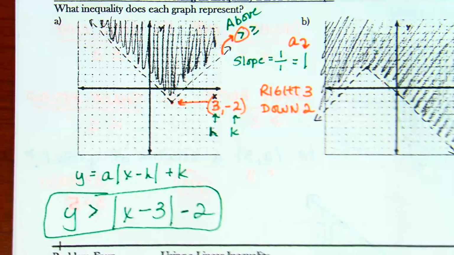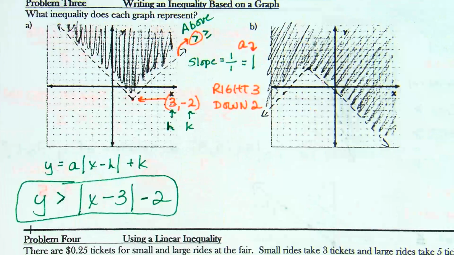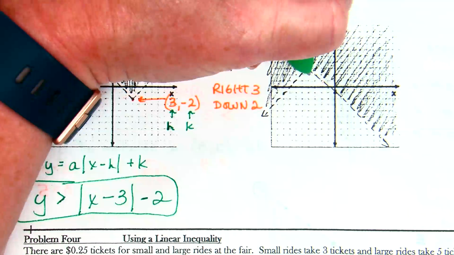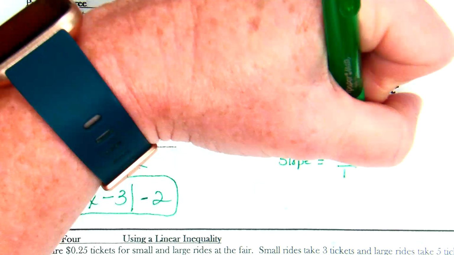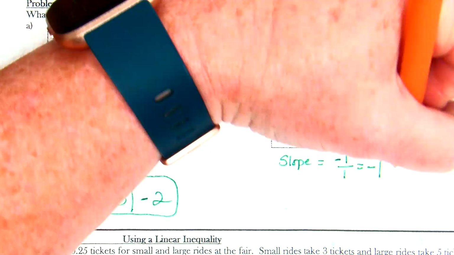Okay. I'm running out of time for B, but what is the one gigantic difference? Well, it's flipped. My V's upside down. What's that going to affect? It's going to affect the A, because my slope, instead of going up 1, right 1, is going to go down 1, right 1. So I'm going to have a slope of negative 1, and that is your A value.